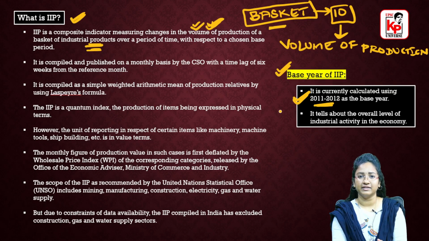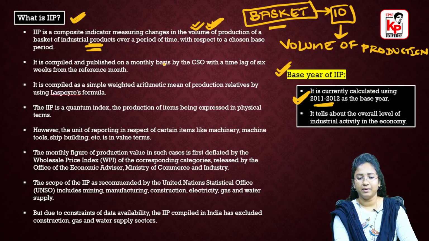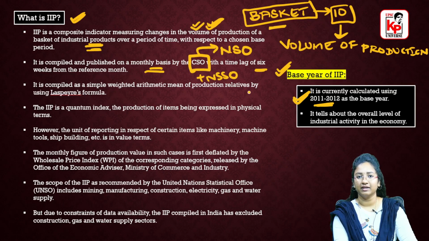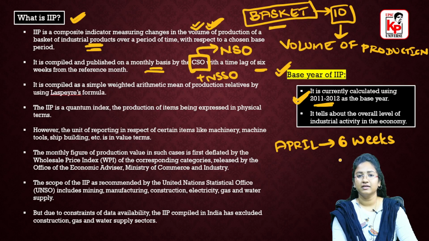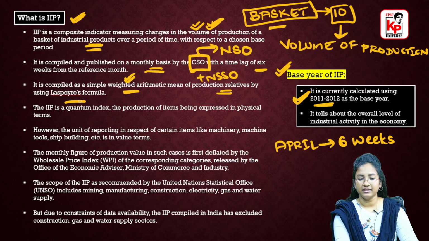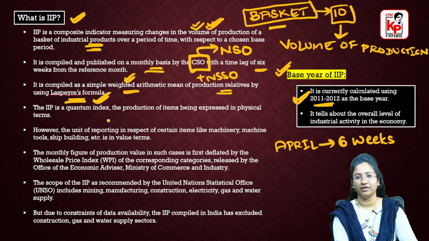Here the volume of production is compared, and it is compiled and published on a monthly basis by the CSO. This has now become NSO after the merger with NSSO, and this is with a time lag of 6 weeks from the reference month. For example, if we have April as a reference month, it would be published after 6 weeks, that is 1.5 months, right? It is compiled as a simple weighted arithmetic mean of production relatives by the Laspeyres formula.